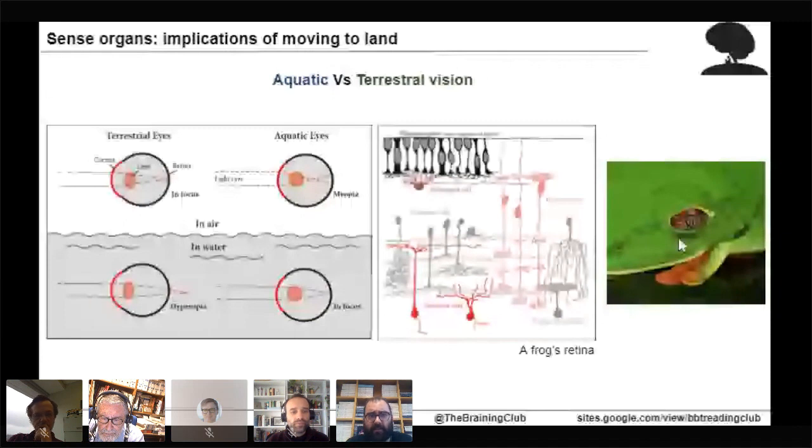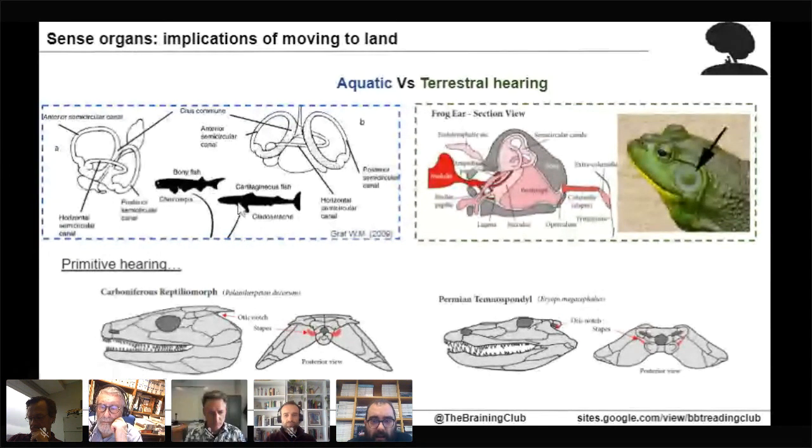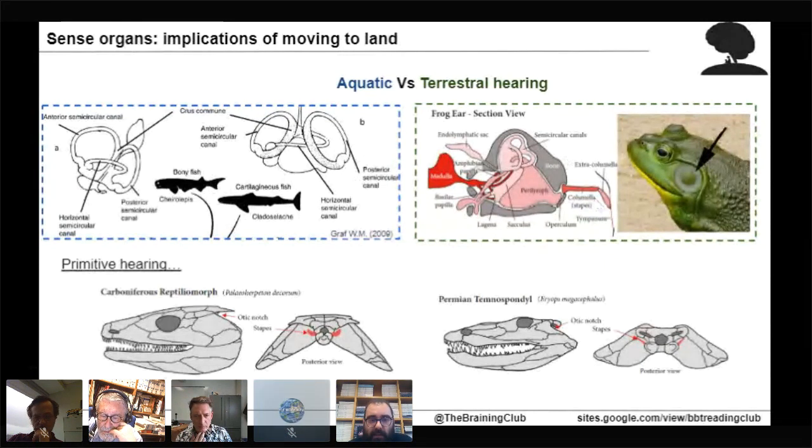Hearing presents similar challenges to vision, as airborne sounds tend to bounce off animal surfaces rather than propagating through them. For this reason, the auditory systems we find in fish are not appropriate for hearing in air. Accordingly, terrestrial tetrapods evolved a tympanic membrane connected to a middle ear bone. All the components of this system vibrate with sound and transmit these vibrations to sensors in the inner ear.